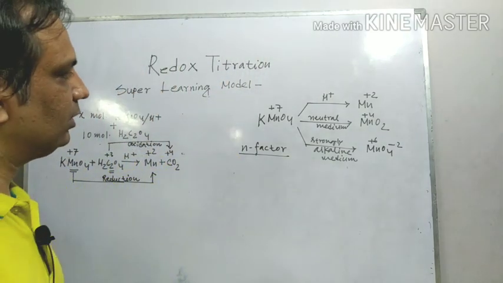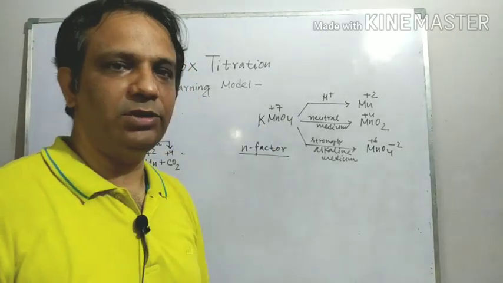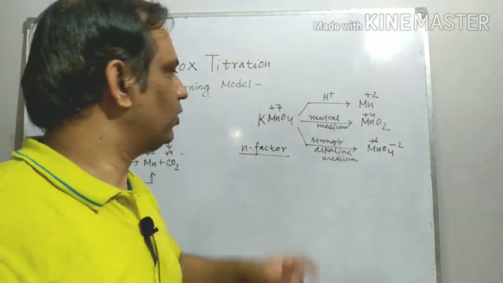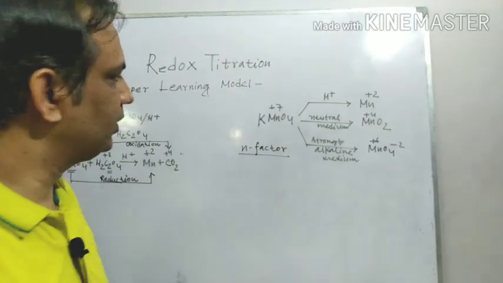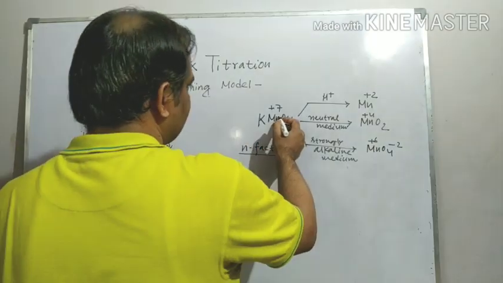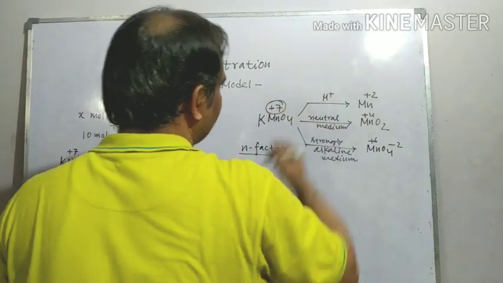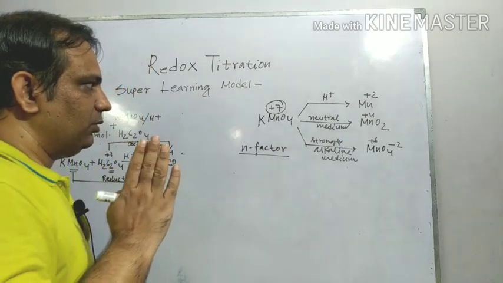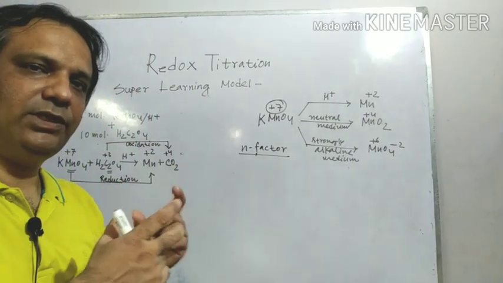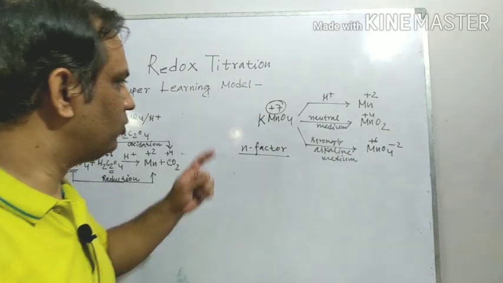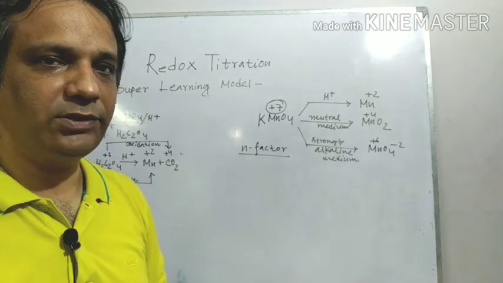The concept behind N factor is the number of moles of electrons involved for 1 mole of the reactant participating in the reaction. Here, the oxidation state will go from +7 to +2. You should remember, the electrons are responsible for the change in oxidation state. So for 1 mole of KMnO4, how many moles of electrons are involved? That is 5 moles of electrons.